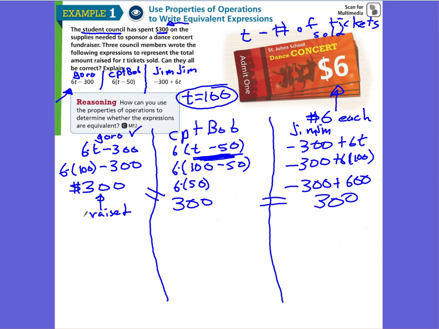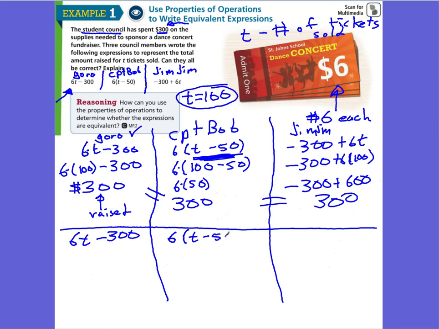So I want to try something else now. Perhaps these expressions are more similar than we think. So I'm going to take Goro's. Goro's is already in standard form, so we don't really need to do anything with that. So we've got our first expression. Let's look at expression number 2. So I've got 6 times the quantity t minus 50. And if I look at this, well, it's stuck in this form, but I could also use my distributive property to expand this out. So let's try this.